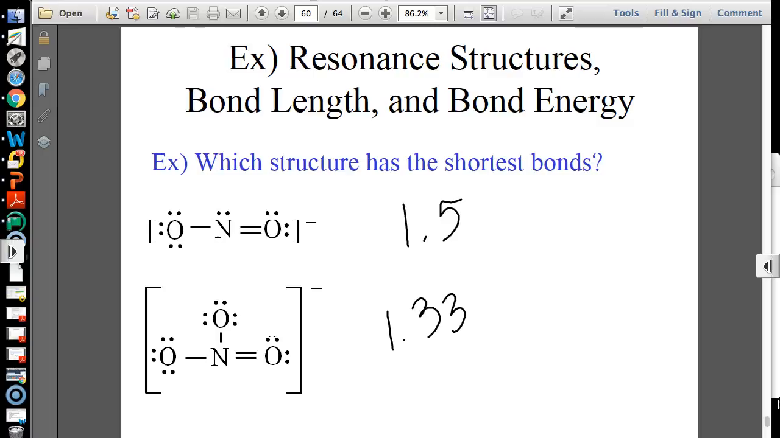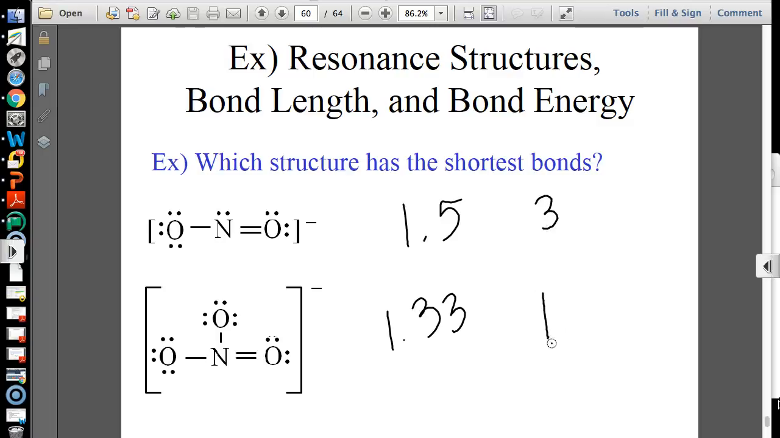The first one has, and you're right. Did y'all think the second one had the shorter bonds? If you thought that, okay, let me explain it to you. Let's just think of numbers. This one's smaller and this one's bigger.